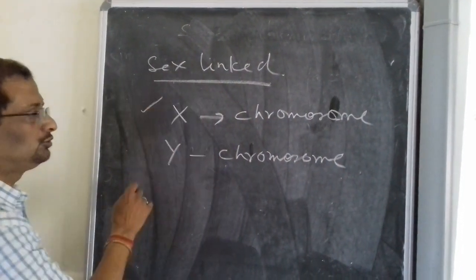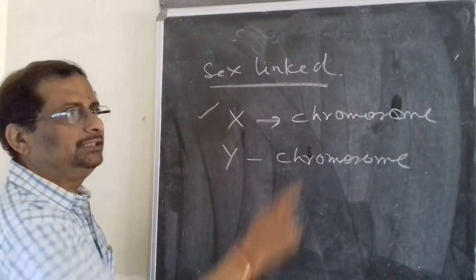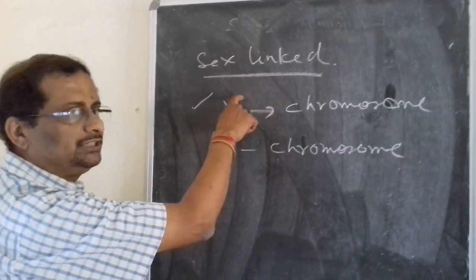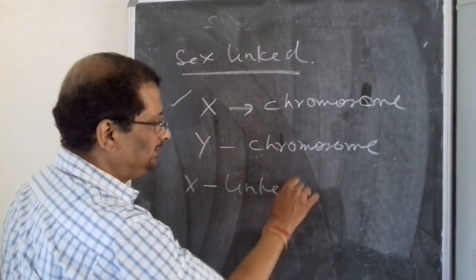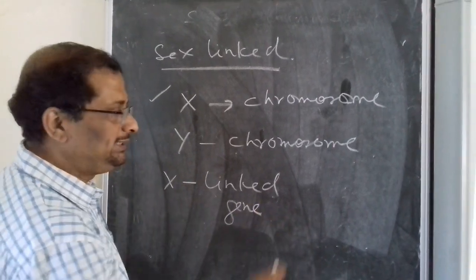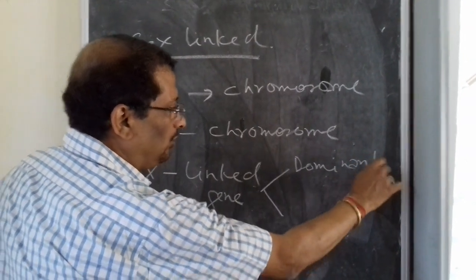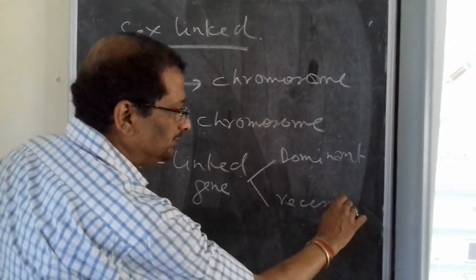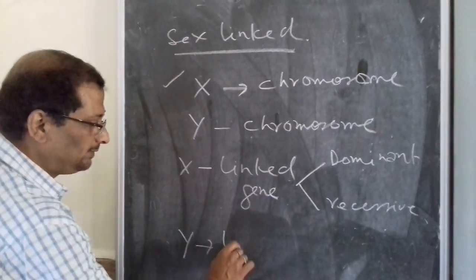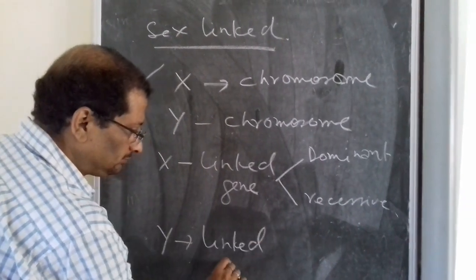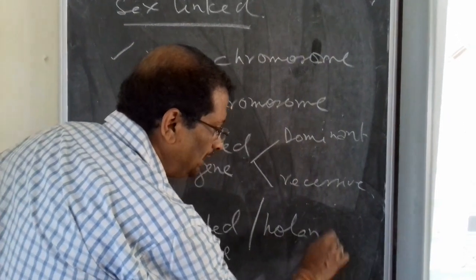Now, X chromosome also, beside telling about the sex of an individual, it carries other genes also. So any gene which is carried on the X chromosome is called a X-linked gene. Now, this X-linked gene can be a dominant gene, or it can be a recessive gene. If it is on the Y chromosome, we call it a Y-linked gene, or also known as a Hollandric gene.